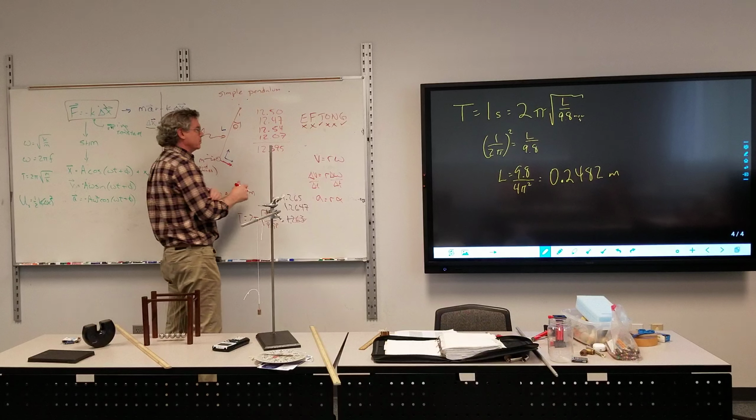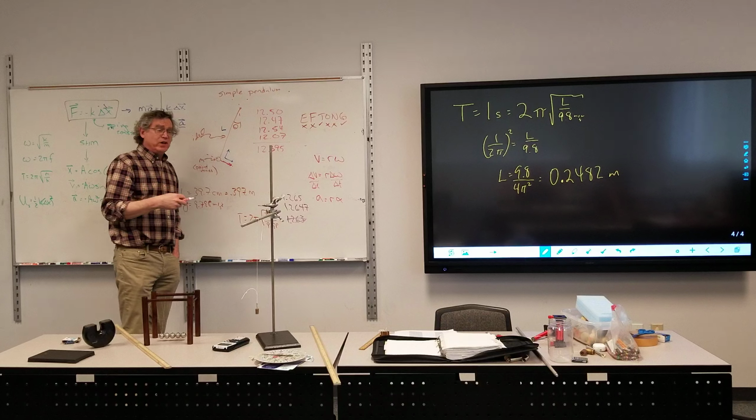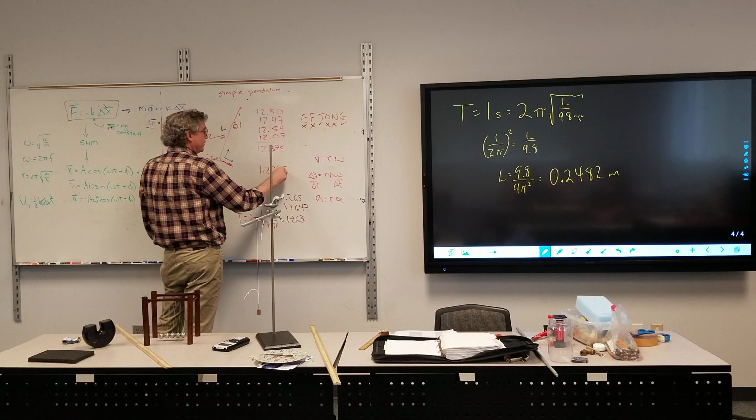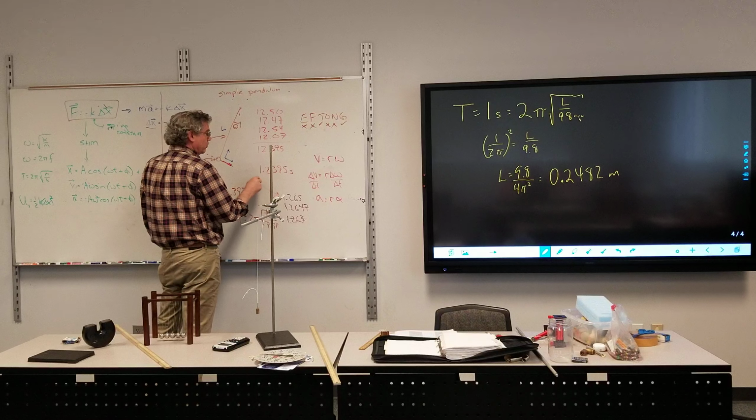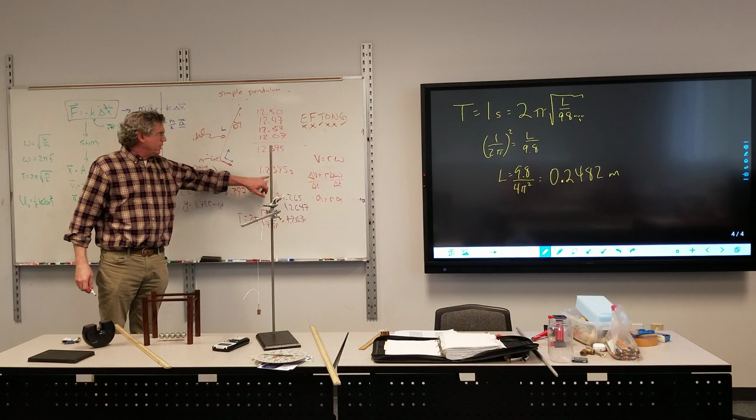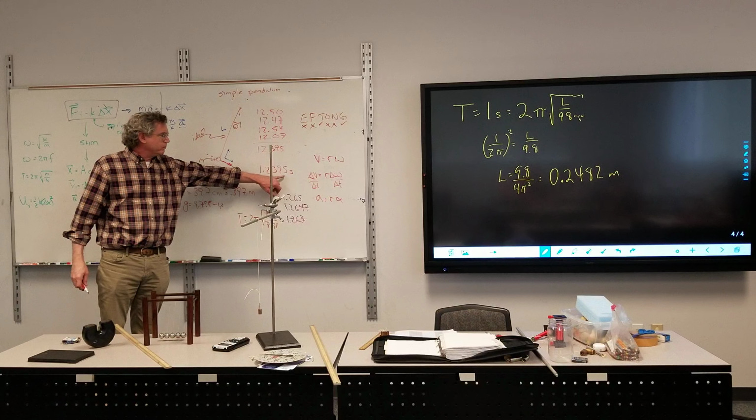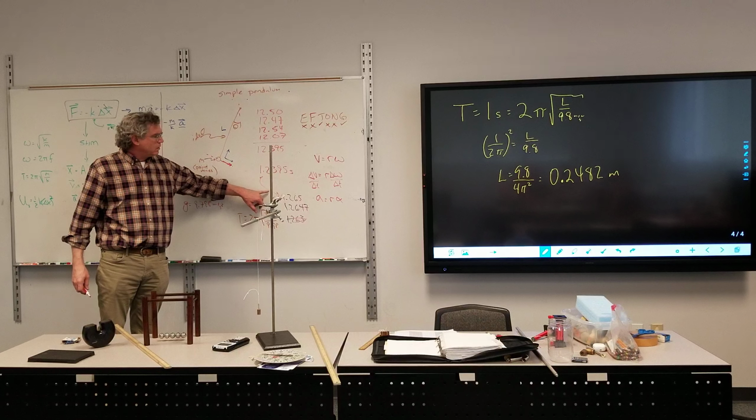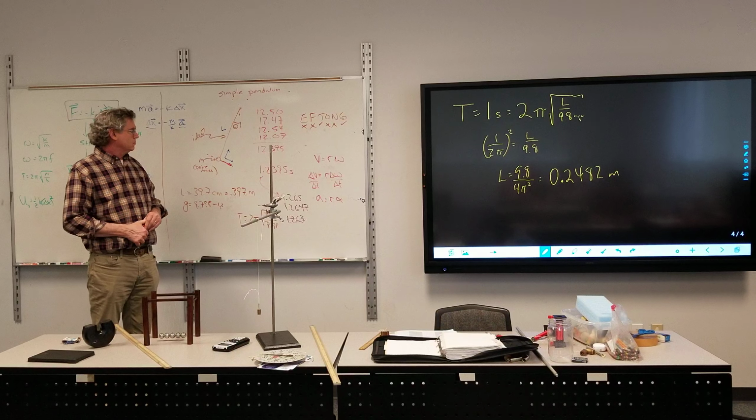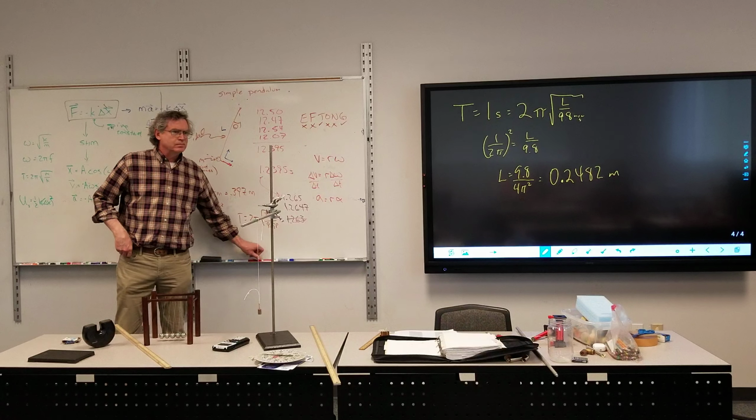Perfect. That's for 10 oscillations, so for one oscillation, we have 1.2395 seconds. If we round off here to 1.240, then we're off by 5%. Not bad.